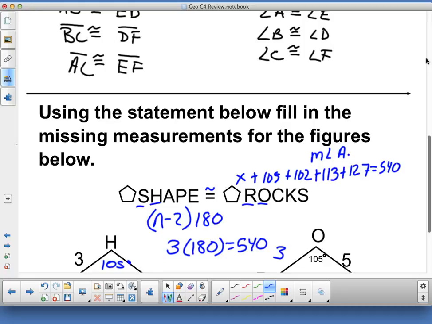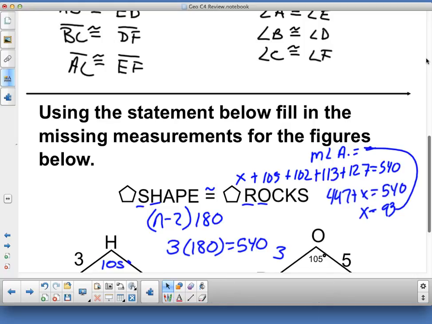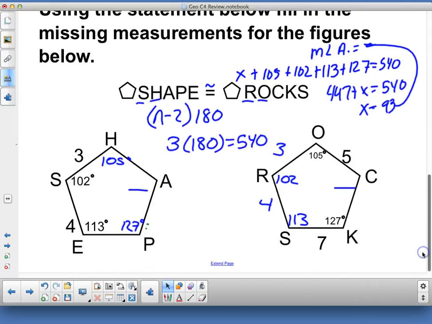So what's angle A? What was it? 93? Is everybody okay with 93? So we did that, and this all added up to 447. So we got 447 plus x equal 540, and we found out that x was 93. So that means angle A is 93 degrees. And incidentally, so is angle C.